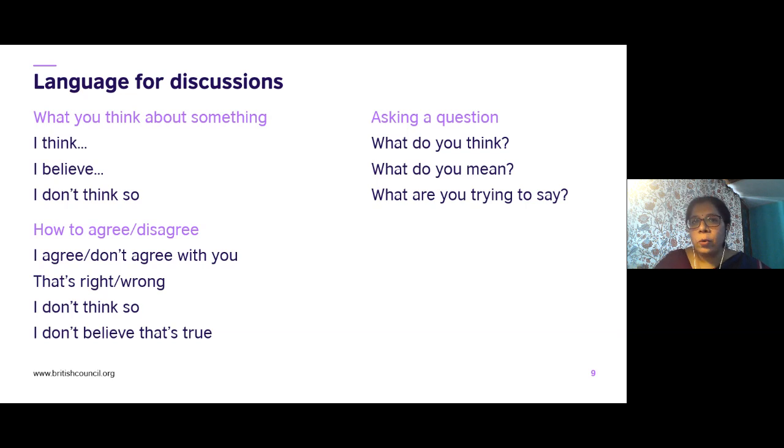By giving this language for discussion beforehand, say perhaps the teacher can put this up on the board before the activity itself. The teacher can get together and brainstorm some of this language with the students, ask the students for this language and put them up on the board so that the students can look at it and use them in their discussions.